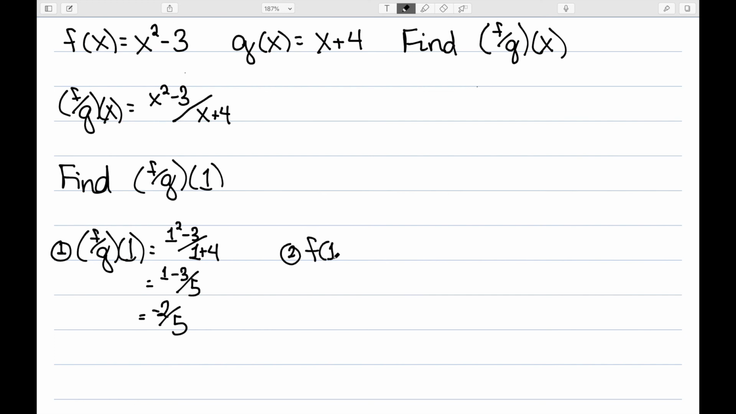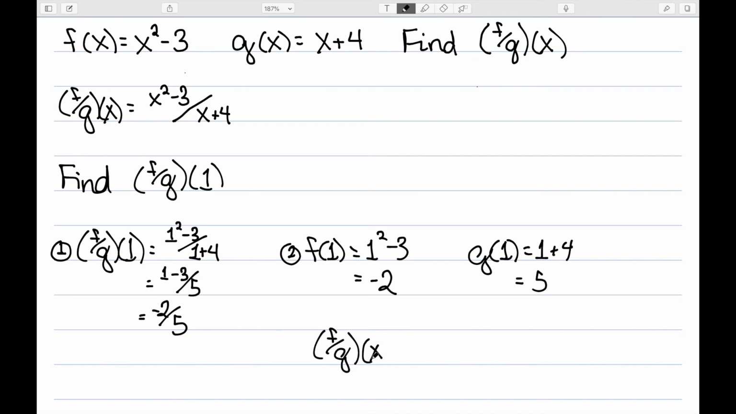Alternatively, f of 1 would be 1 squared minus 3, or just negative 2. G of 1 would be 1 plus 4, which is 5. So in order to find f over g, I would divide these and get negative 2 over 5. And once again, they do match.